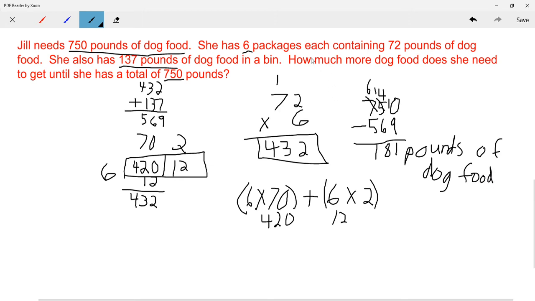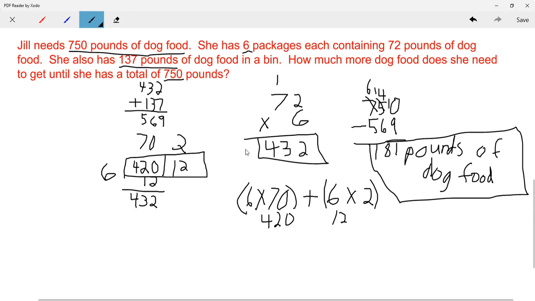Okay, how much more dog food does she need to get until she has a total of 750 pounds? 181. So, as I said, you have to make sure that you obviously do the math right, but another big thing is not only making sure you do the math right, but knowing what math to do. So this had a bunch of different steps, and there's probably quite a few people that would do this one and just put the answer as 432. You might get a few 569 answers too.